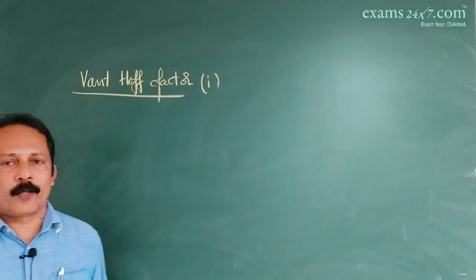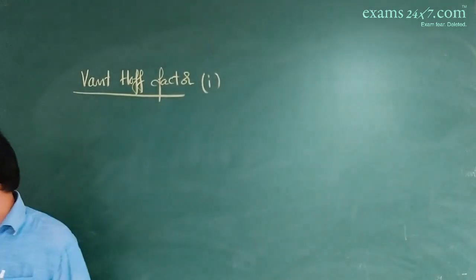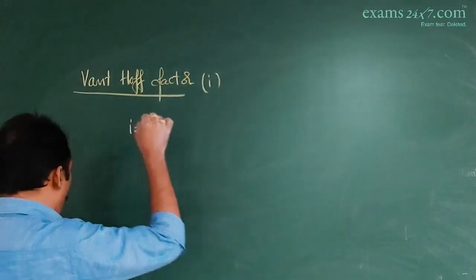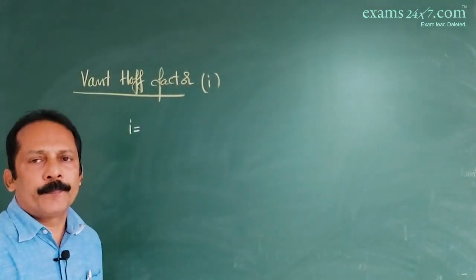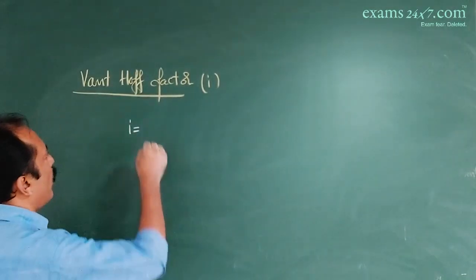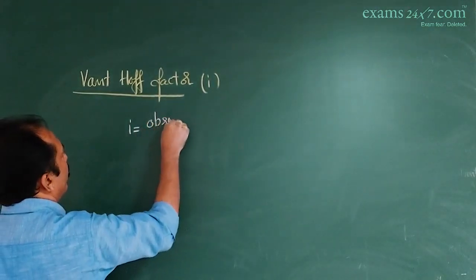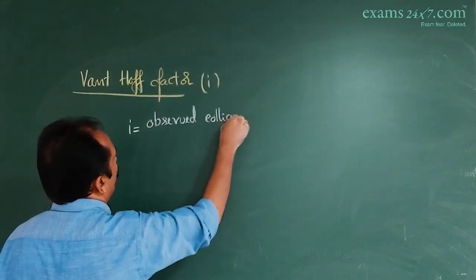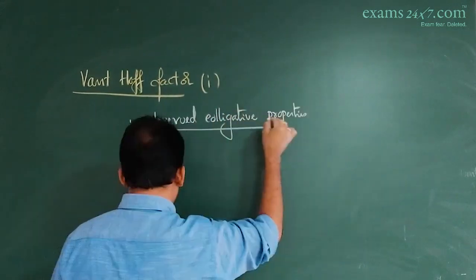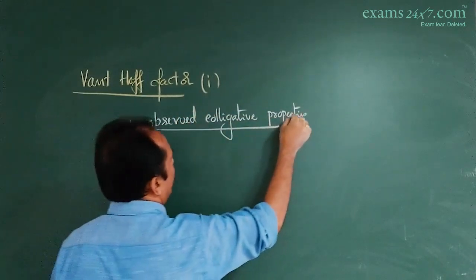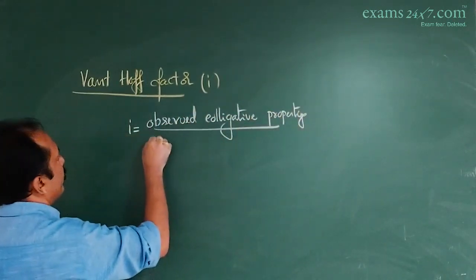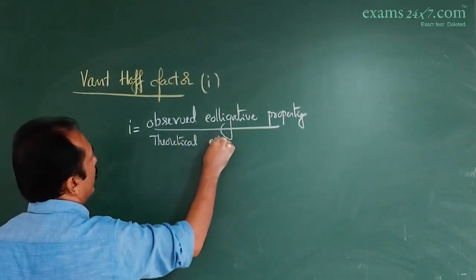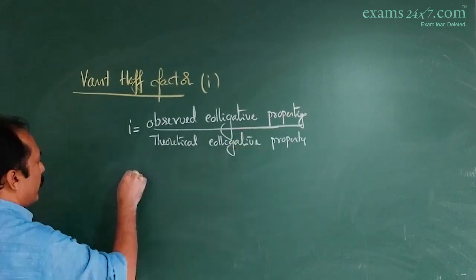Represent as i. So van't Hoff factor i is equal to observed colligative property divided by theoretical colligative property.